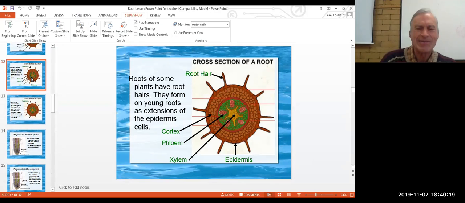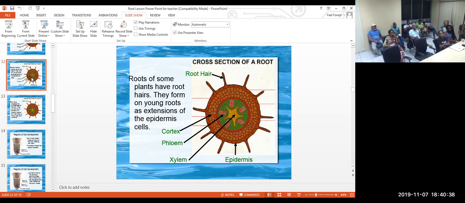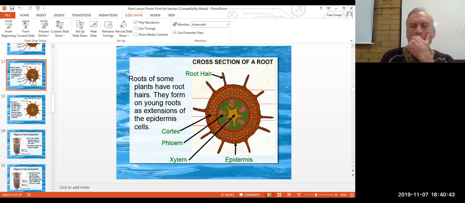So it has to go through the epidermis and then the cortex, and then the green part. And then in a small root, it can probably bypass the phloem and go straight to the xylem. What do the green colored cells represent, Steve? That's a good one, you stumped me.